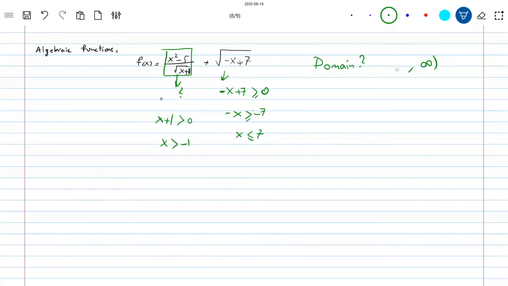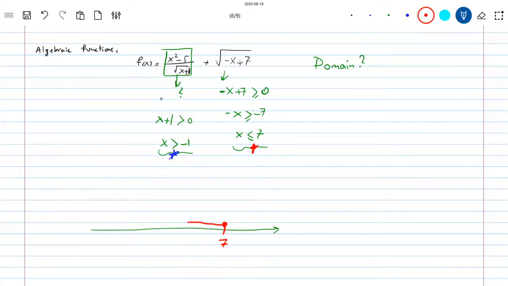The domain now is a combination of these 2. I should satisfy both of these 2. How do I find the domain in that case? Draw the number line. Find each one separately. I'm going to use the blue color for this domain and the red one for this one. Here x less than or equal to 7. Here's 7. Less than or equal to 7 means 7 is acceptable because I have the equality, everything below as well. This is for the result of this inequality.